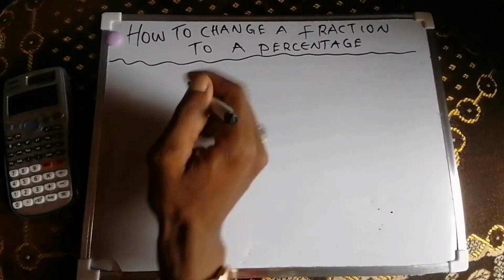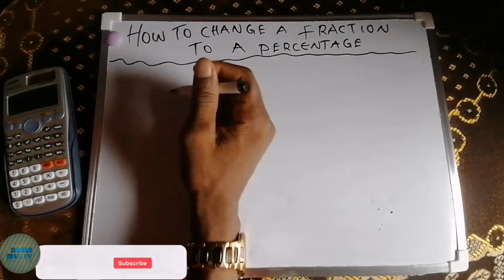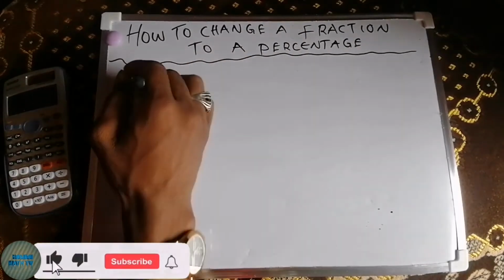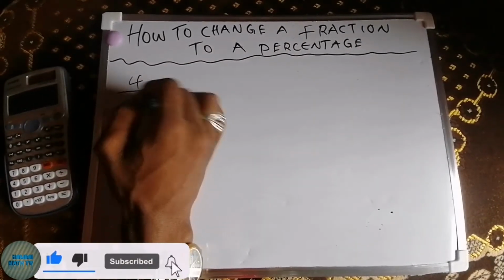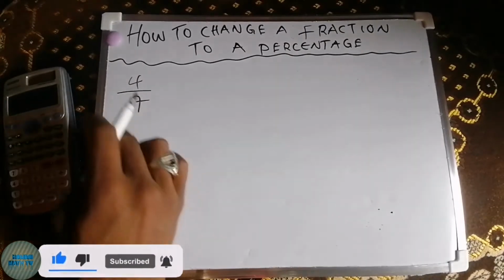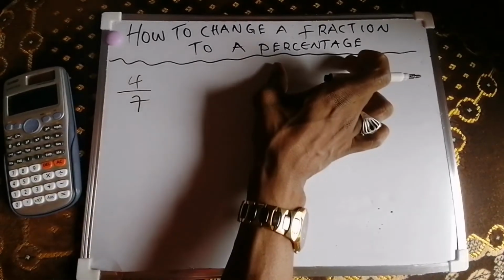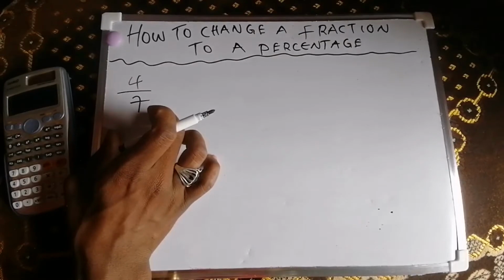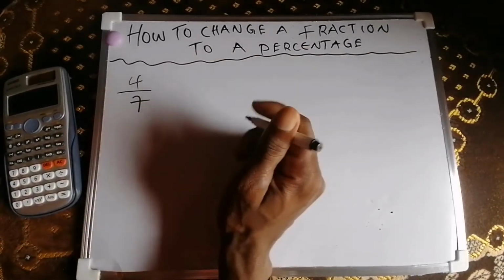Today we are going to discuss how to change a fraction to a percentage. For example, we are given 4 over 7 to change to a percentage. This is a fraction. So how are we going to change this fraction to a percentage number?